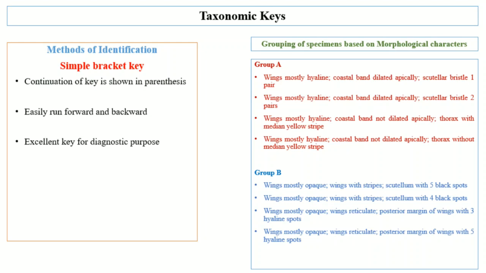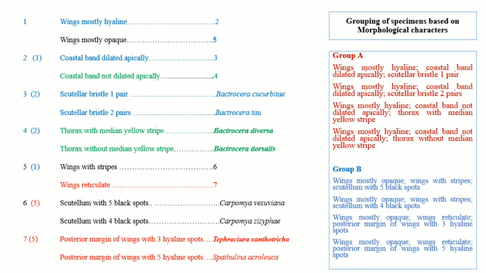This table indicates the grouping of specimens based upon their morphological characteristics. We have divided the specimens into group A and group B on the basis of their wing morphology. Now, how to make a simple bracketed key. The group A members have wings that are mostly hyaline, whereas the group B members have wings that are mostly opaque. So we will arrange these alternatives of wing morphology in the form of couplets.